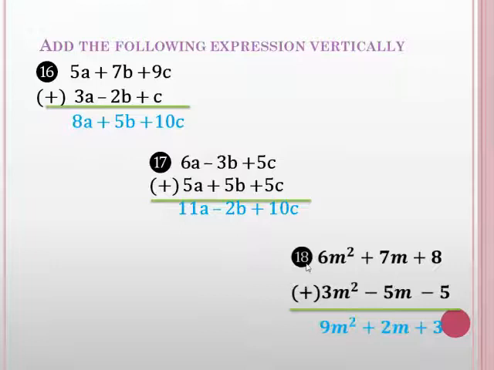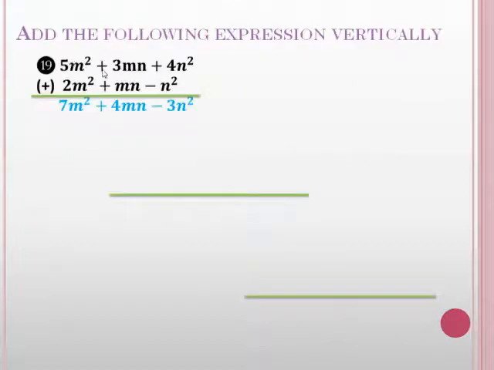Now students, question number 18 is 6m square plus m plus 8, adding the second expression, which is 3m square minus 5m minus 5. Now plus 8 minus 5 is plus 3, plus m minus 5m is minus 4m, plus 6m square plus 3m square is plus 9m square. Okay students, these expressions are added vertically, so there is no change in their signs. They are directly added with each other.